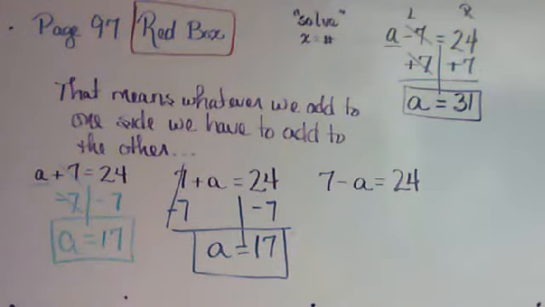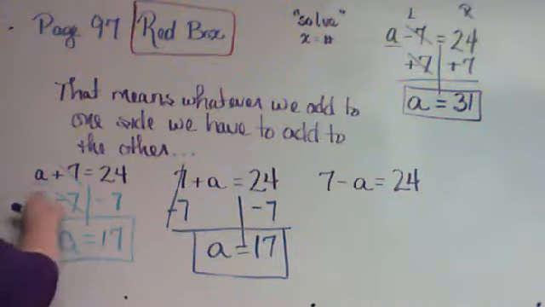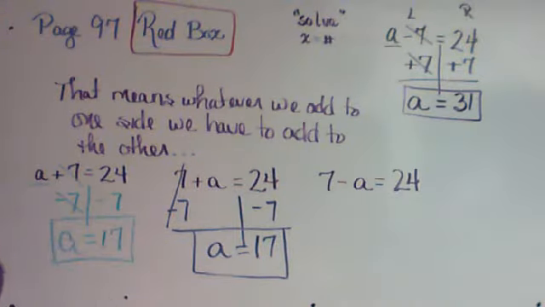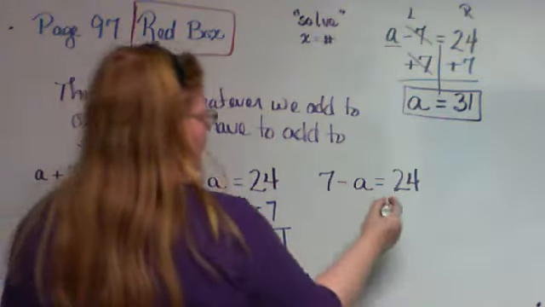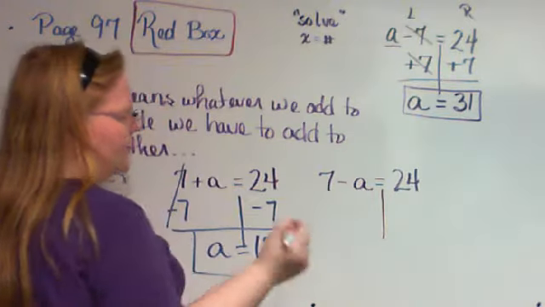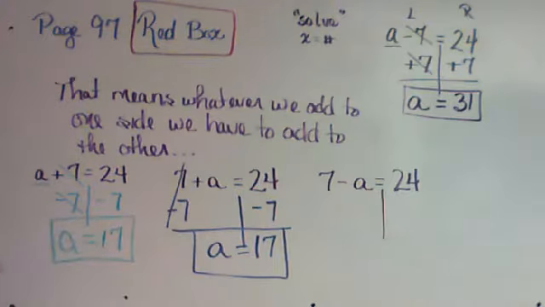No big shock. We did the exact same thing. The only difference is the A was in front here and the 7 is in front there. We got the exact same answer. When I do it here, the question is, am I going to add 7 or am I going to subtract 7?